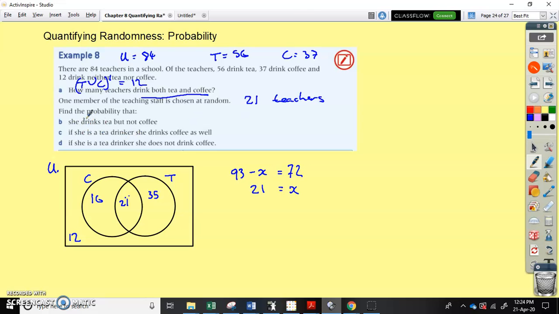Question B, find the probability that she drinks tea but not coffee. So again, if we think about that, probability that she drinks tea but not coffee, so both have to be true. The complement of C in that case. So it's going to be this section here, tea but not coffee, because here she drinks coffee as well. So it's going to be 35 out of the total.